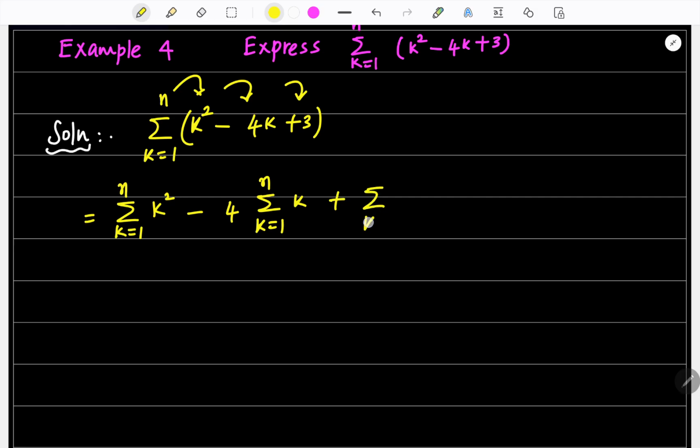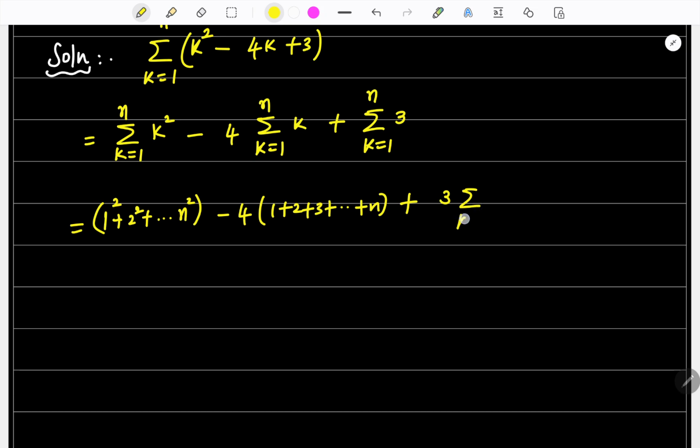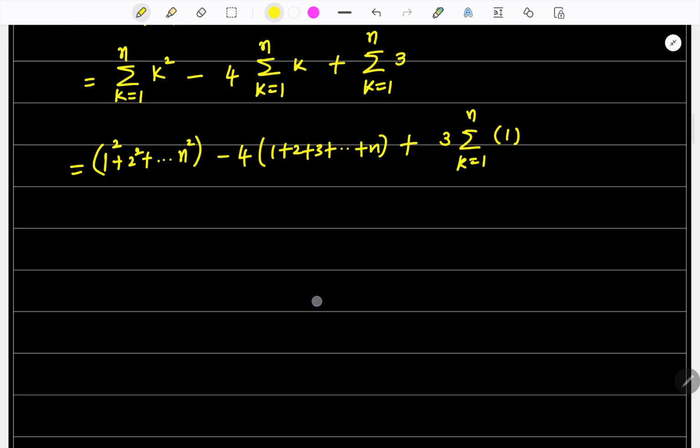This is a very, very important place. I told you this is the mistake where the number is coming. Okay, right. So this equals sigma k square. So k square goes as 1 square plus 2 square plus 3 square up to n square. And then minus 4 times 1 plus 2 plus 3 plus up to n. And then plus 3, you just take it out, sigma k equals 1 to n, and it is going 1. Just write it. I will come to it later.